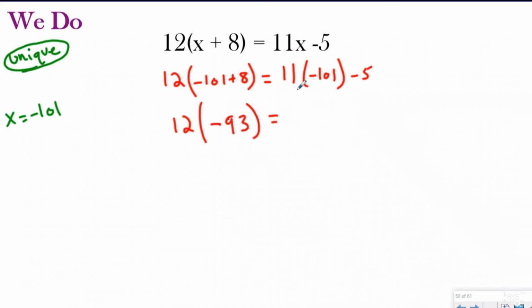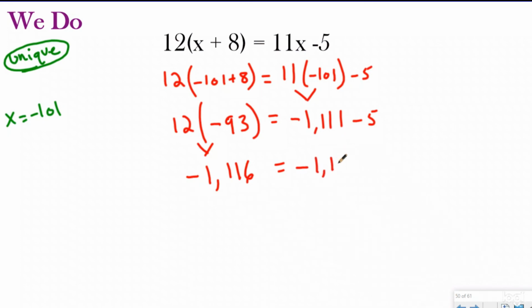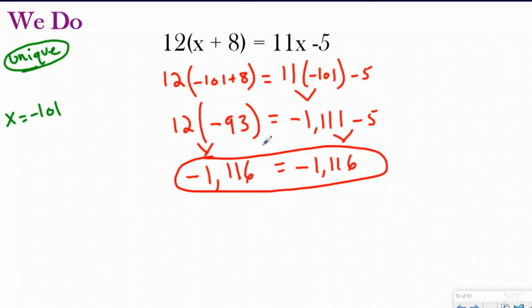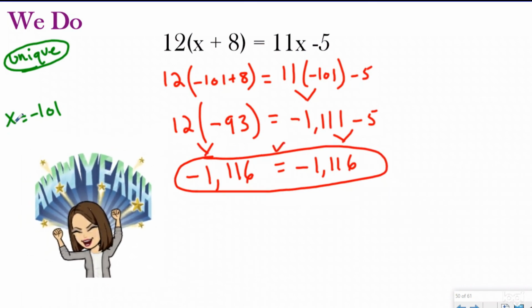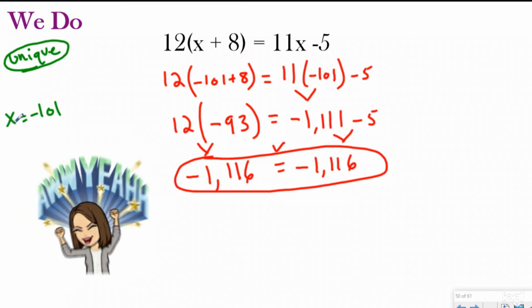And then I'm going to go ahead and solve this on that side. 11 times negative 101 is negative 1,111 minus 5. Now when I do 12 groups of negative 93, because I'm doing a positive times a negative, right? I'm going to get negative 1,116, and that's obviously going to equal negative 1,116 when I combine those. And I can see that my equation in fact was balanced when x was negative 101, which means this is a unique solution linear equation.